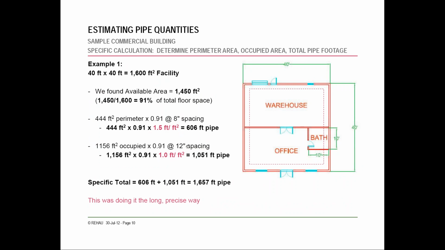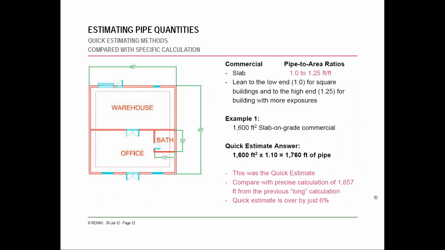All right, so based on the spacing that they're using for the different areas, they're going to have a little more pipe than they are area. This was the long way to do it, the precise way. If you're doing a quick check figure, you can do that estimation by hand real quick. As you can see, they're showing you the quick estimate on this side.